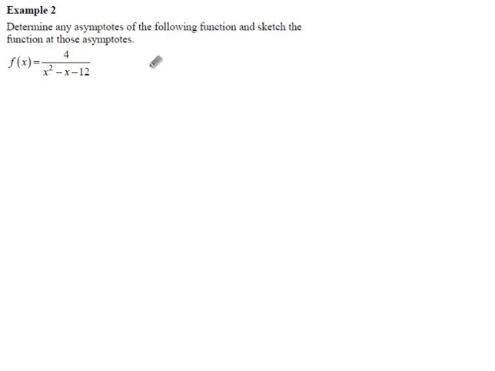Determine asymptotes of the following function and sketch the function. Okay, a little more complex than last time. When we're looking for asymptotes, we are looking for places where there's a division by zero. That's where asymptotic behavior occurs. So, looking at this denominator, we have to ask, where would this go to zero?